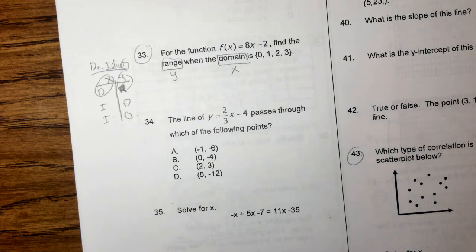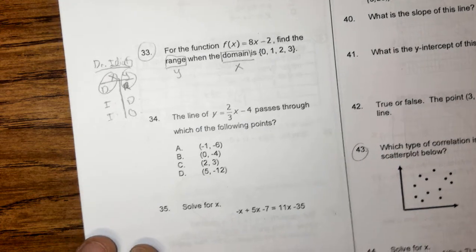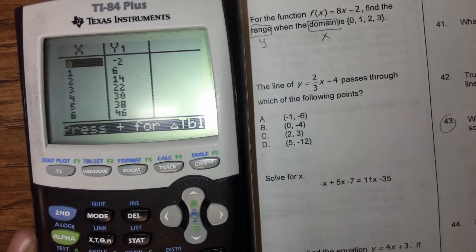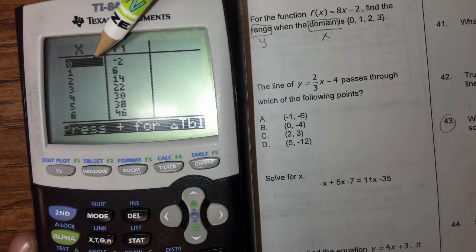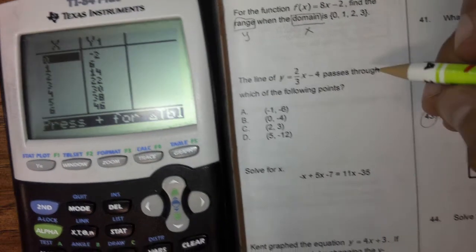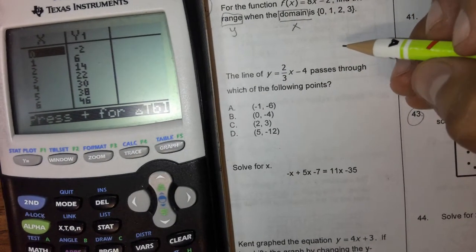It says for the function f of x equals 8x minus 2, find the range or find the y values when the domain or the x values are 0, 1, 2, and 3. So basically this is just asking me what are your y values whenever x is 0, 1, 2, and 3. So we can basically answer this one of 2 ways.